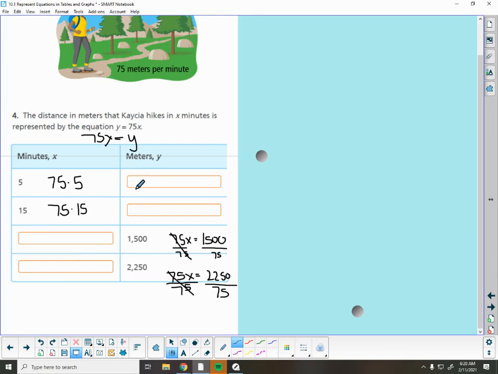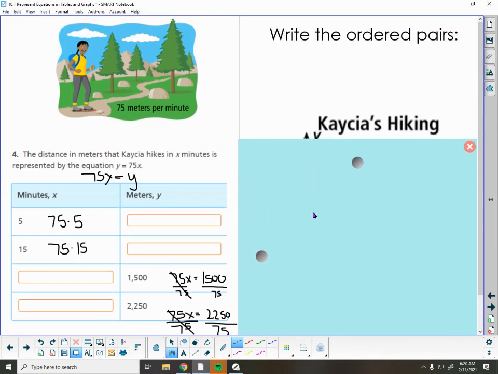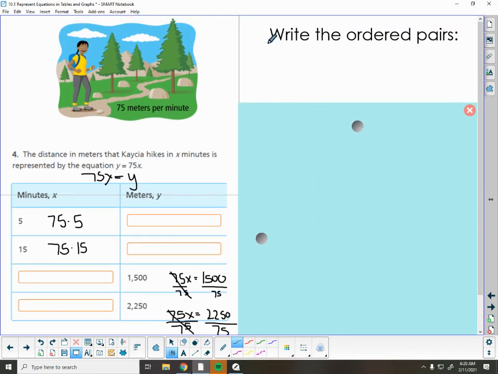Let's go ahead and do this graph here, and then come back when you are ready to do the next part and think about the ordered pairs. Let's go ahead and pause the video and do part A here.